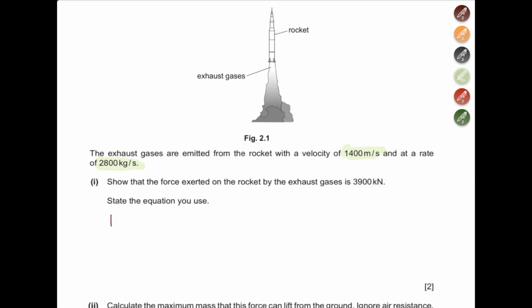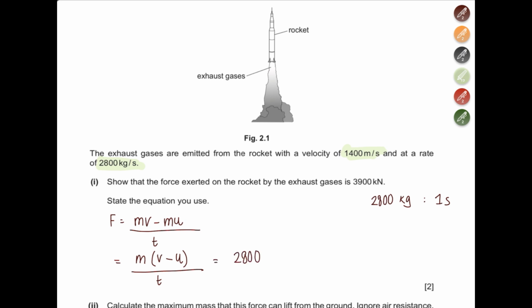To find the force, we can use this equation. Force equals mv minus mu divided by time. This can be written as m(v minus u) divided by time. Now, do we know the mass? We don't know the mass, but in the question they said that exhaust gases are emitted at a rate of 2,800 kilogram per second. So 2,800 kilogram in 1 second. So we can write this as 2,800 kilogram divided by time, which is 1.